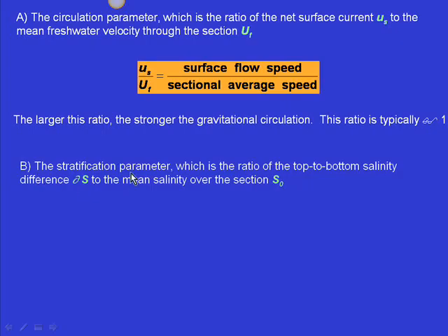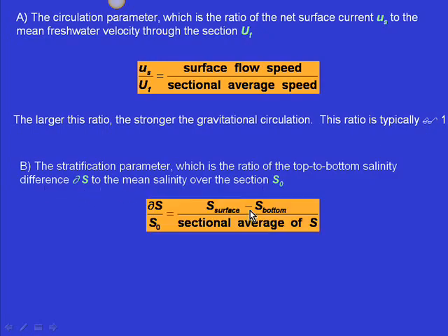So the next parameter is the stratification parameter. And this stratification parameter is the ratio of the top to bottom salinity difference, that is the stratification, divided by the mean salinity over the entire cross section. So expressed like that. So think about this, what range of values would you expect to see here? So again, let's think of a cross section. Let's just give some hypothetical values.